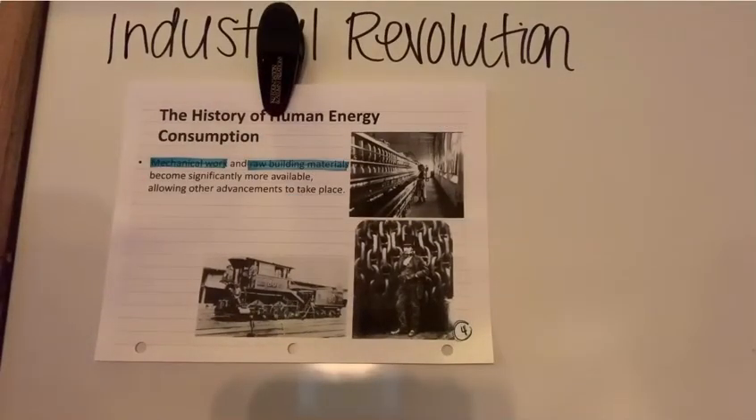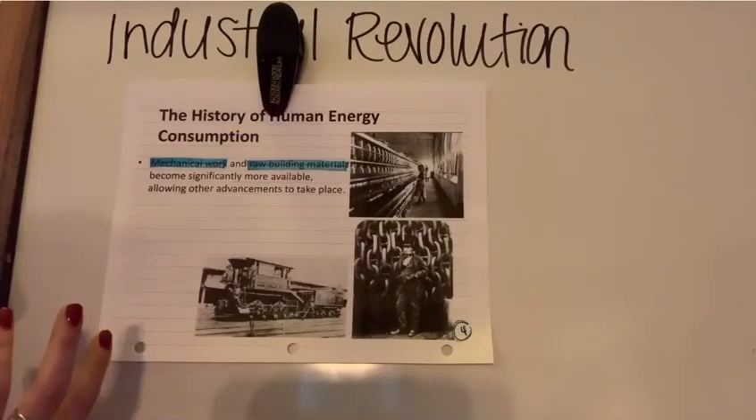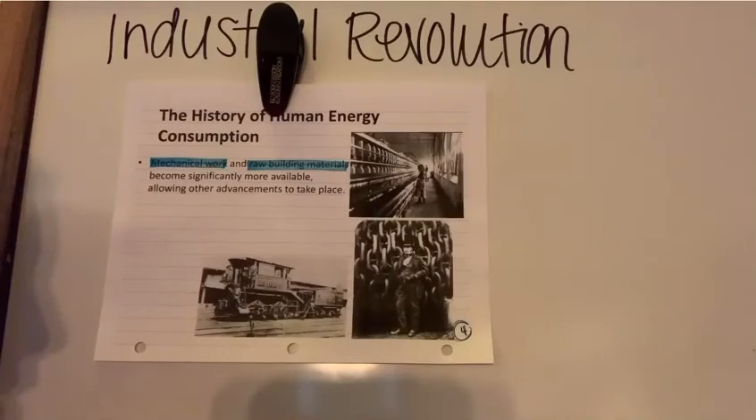Within this time, mechanical work and raw building materials became significantly more available, and this eventually allowed other advancements to take place. During the Industrial Revolution, this advanced at a very rapid pace, which has some benefits but also some downfalls, because the people at the time were enjoying the benefits. They were able to travel more places with the steam engine. They had more available resources, but they also did not know the long-term impact that this would have.